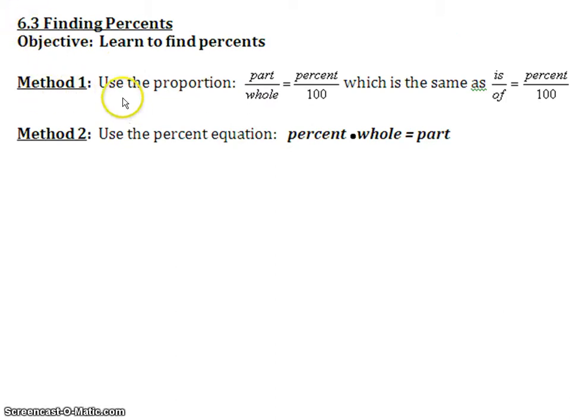Remember, Method 1, we used a proportion. Part over whole is proportionate to percent over 100. We could also use the terms is over and of instead of part over whole. Sometimes is over of is easier to work with. Method 2, we use the percent equation. Percent times whole equals part. So we're going to use these two methods in Chapter 6, Section 4.